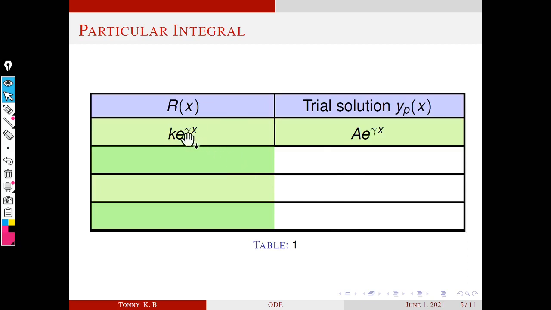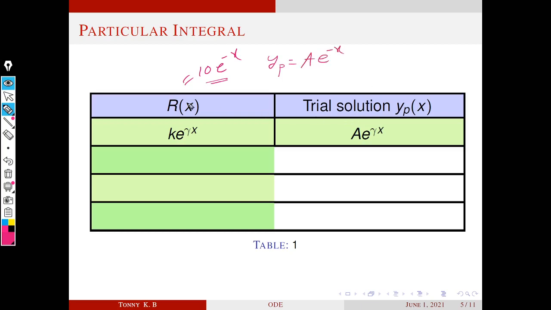Okay, this is our table 1. If r of x is like this, some k into e raised to gamma x, here k is a non-zero number and gamma is also a non-zero number. For example, suppose r of x is equal to 10 e raised to minus x. So in this case, k is 10 and gamma is minus 1. Then this is the choice of trial solution, A e raised to gamma x. This A is unknown, so we have to determine this A using our method of undetermined coefficients. At the time of this assumption, we don't know what A is, but gamma is the same as this gamma. That means corresponding to this r of x, our trial solution yp is A e raised to minus x.